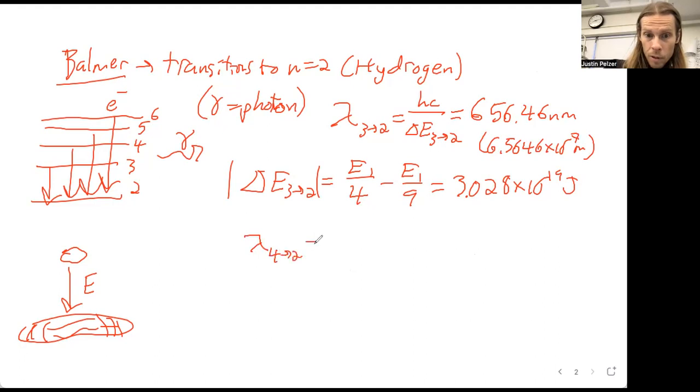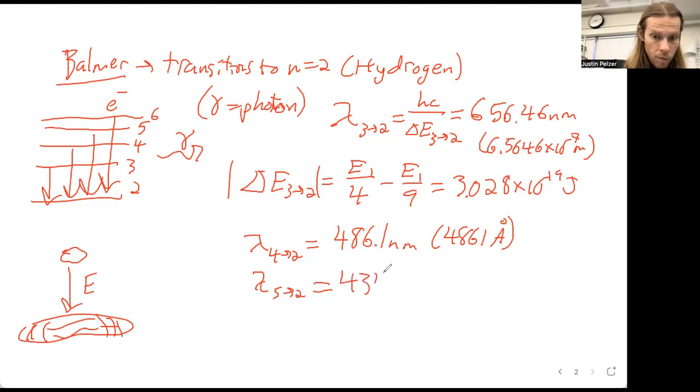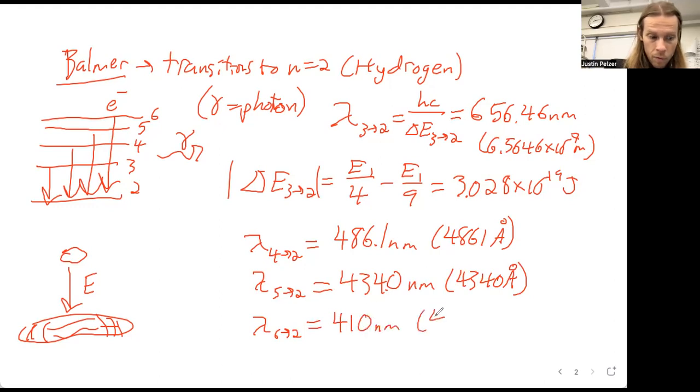4 to 2 is 486.1 nanometers, which is 4861 angstroms. And 5 to 2 is 434.0 nanometers, which is 4340 angstroms. I think it's a 0. And then 6 to 2 is 410 nanometers, which is around 4100 angstroms.